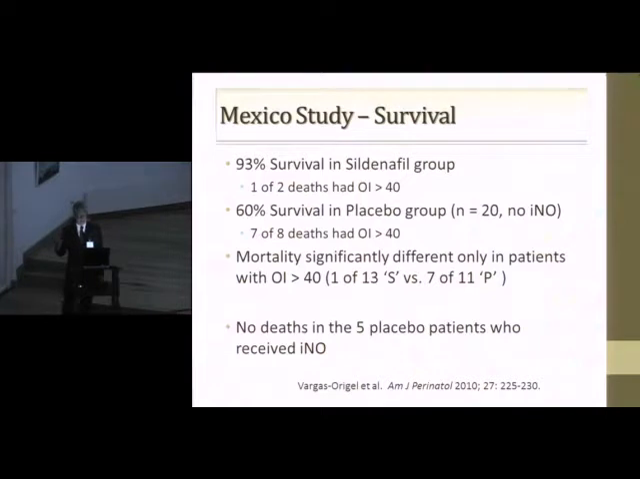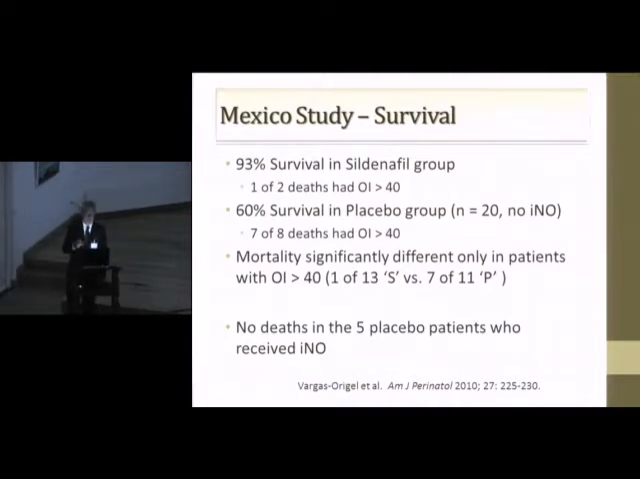When you tease out those statistics even more, one of the 2 deaths in the sildenafil group had an OI greater than 40, whereas 7 of the 8 deaths in the placebo group had an OI greater than 40. So the mortality was really only significant in patients that had the most severe disease. The babies with less severe disease had the same mortality rate. Those with an OI greater than 40 had much better survival in the sildenafil group.